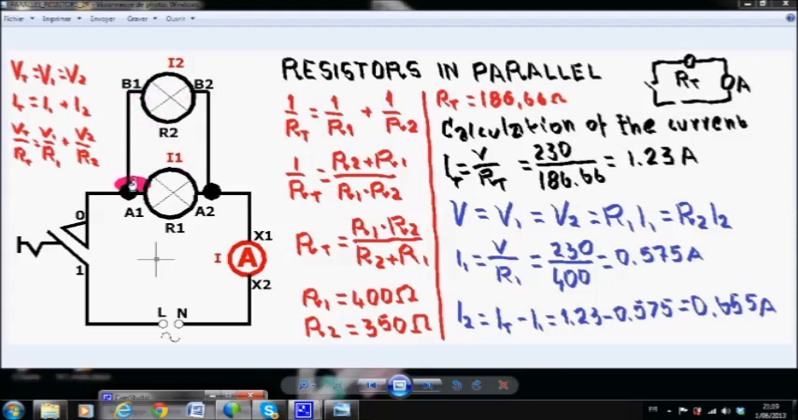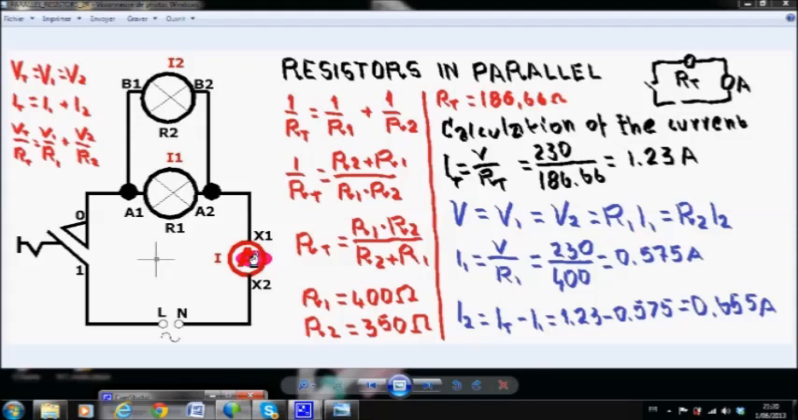So the current gets a choice here. The current can go through the first resistor or through the second resistor. But note something very important: the potential difference at this point is the same, and we get our ammeter to measure the current that flows through our circuit.